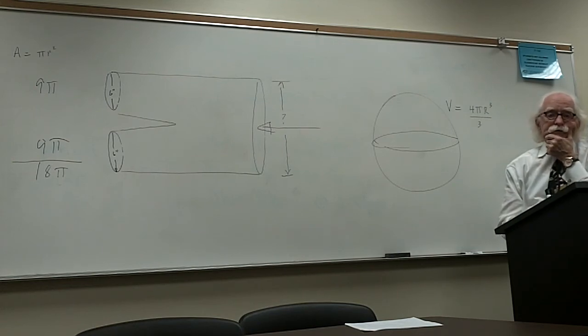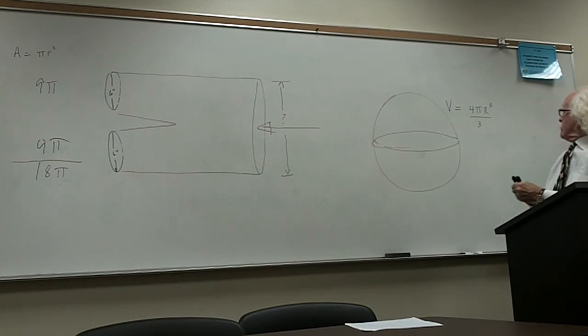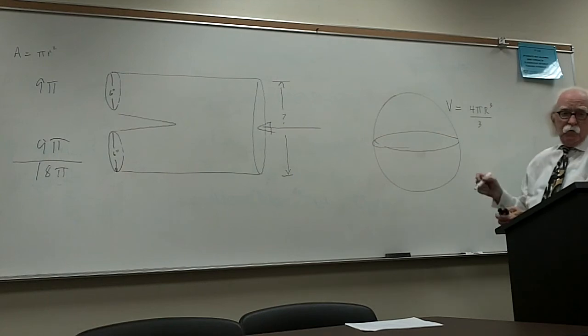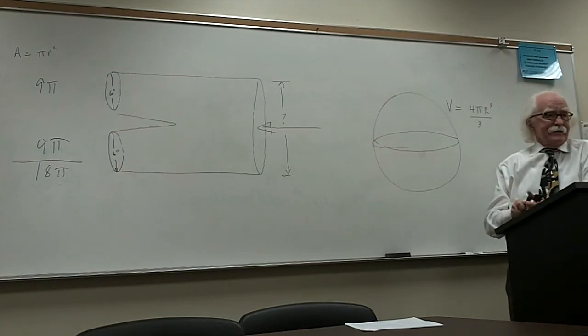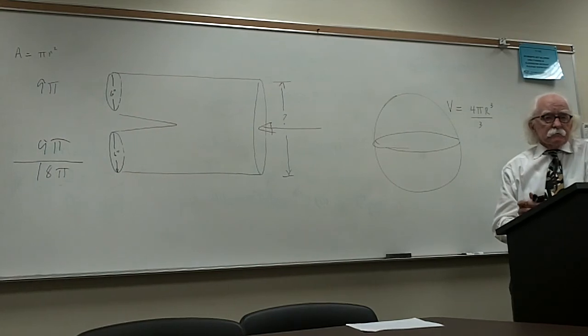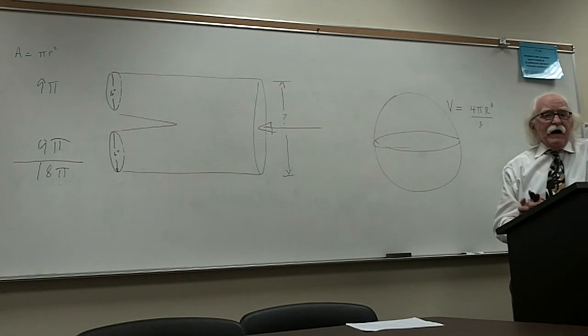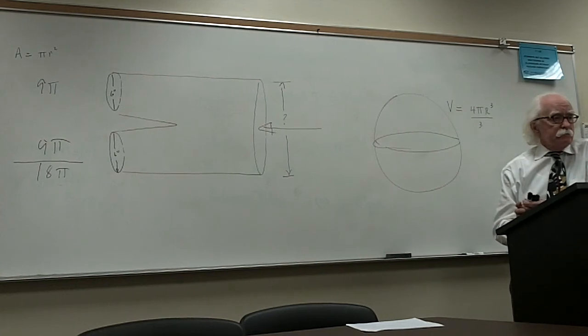Think of something here. Let's see. What if that radius is 5? What if that radius is 5? What is the volume?